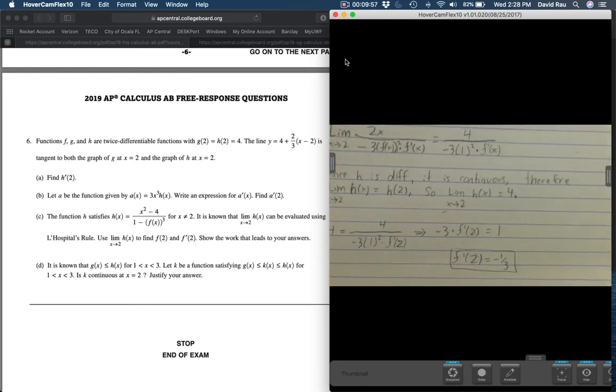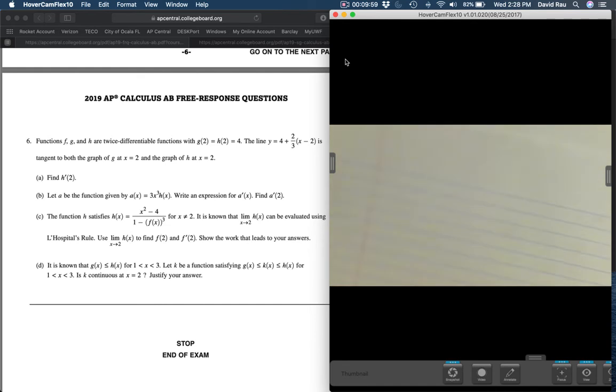All right, one more part. It is known that g of x is less than or equal to h of x from 1 to 3. Let k be a function satisfying that crazy thing. Is k continuous at x equals 2? Justify your answer.